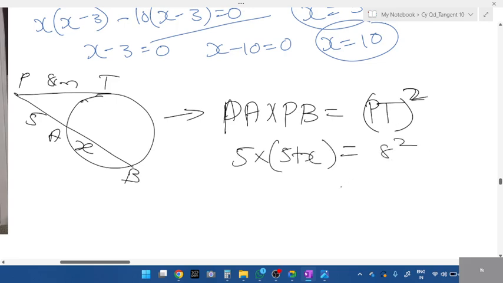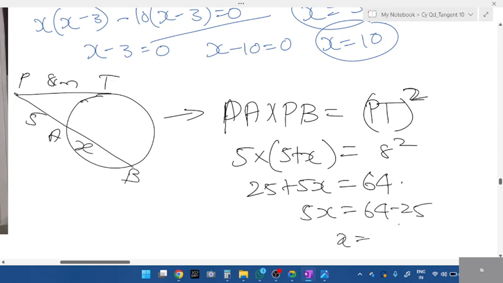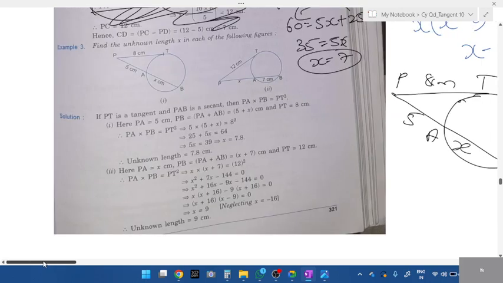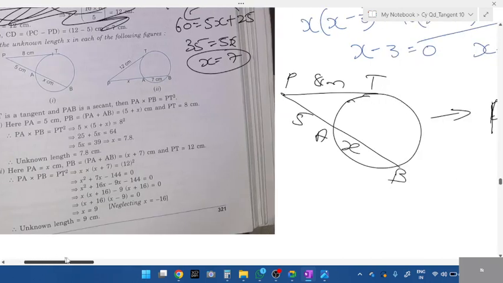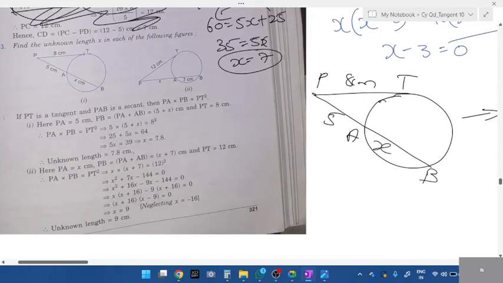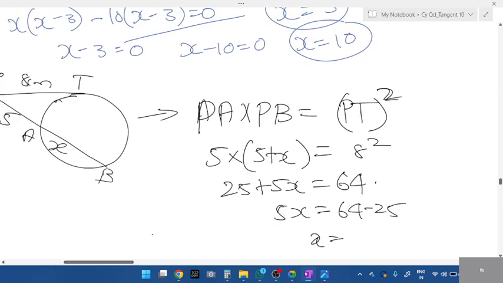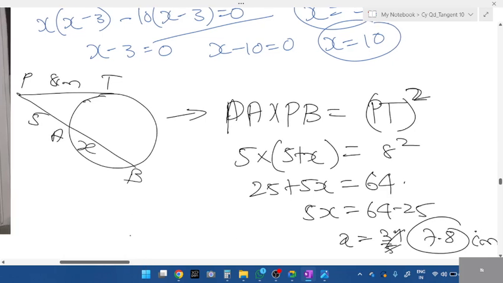PT is 8 square. Ignore the textbook solution, it is different. The answer, students, 25 plus 5x is equals to 64. 5x is equals to 64 minus 25. 7.8 centimeter is the answer. Even they have written 7.8. 39 divided by 5 is 7.8, students. 39 divided by 5, 7.8 is the answer. All of you understood 7.8? Completed?